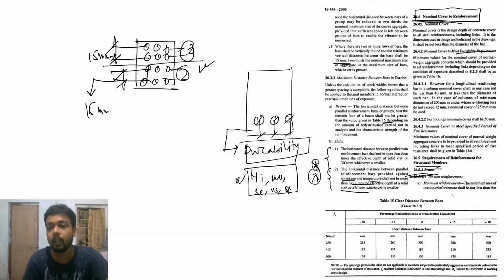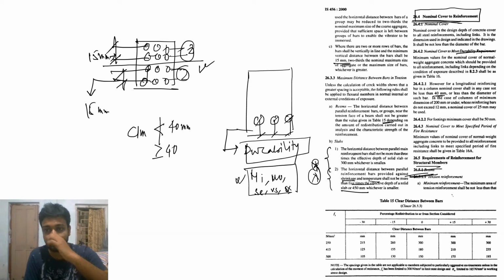However, for longitudinal reinforcement in a column, nominal cover shall in any case not be less than 40 mm. So for a column, you can say greater than or equal to 40 mm. In the case of a column of minimum dimension 200 mm, whose reinforcement bars do not exceed 12 mm, in that particular case the nominal cover is 25.